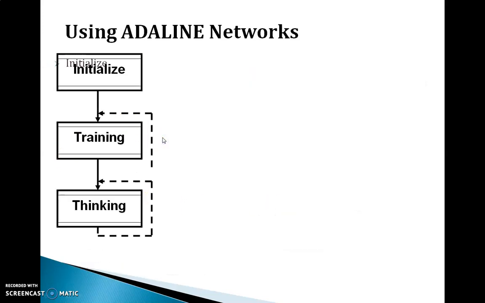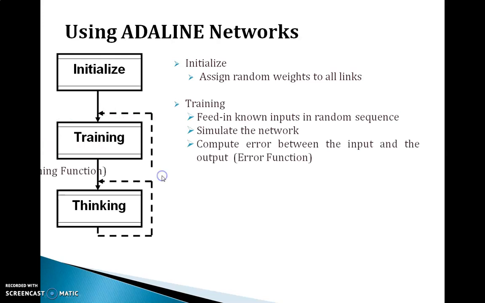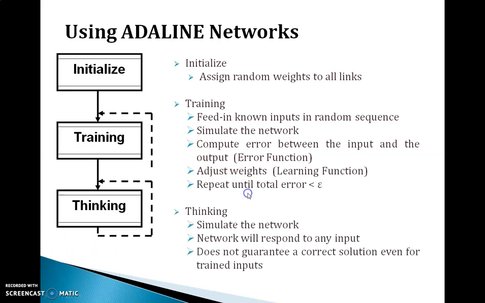First we have to initialize the Adaline neural network, assigning some random values, then train the neural network, simulate it, and calculate the error. Based on the error we calculated, we have to adjust the weights. After that, we have to rework and simulate again.